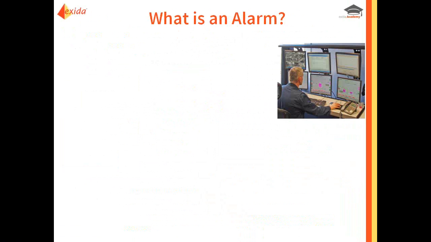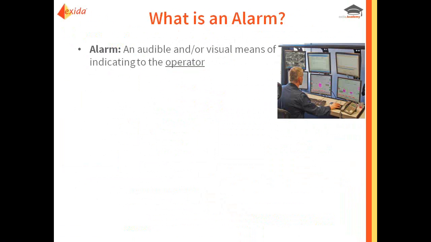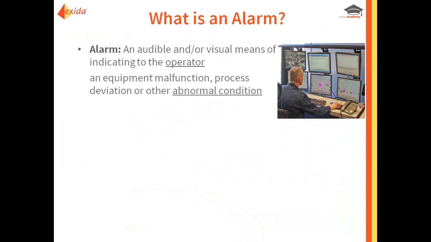One of the most important terms and concepts is the definition of what an alarm is, or what it's supposed to be: an audible and/or visual means of indicating to the operator. I've underlined the word operator to reinforce that the alarm system is really designed for the operator. They are the target audience, and all of the information that goes through the alarm system should be understandable and actionable by the operator, or else it really doesn't belong in the alarm system.